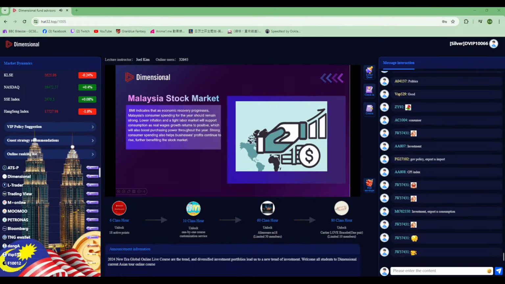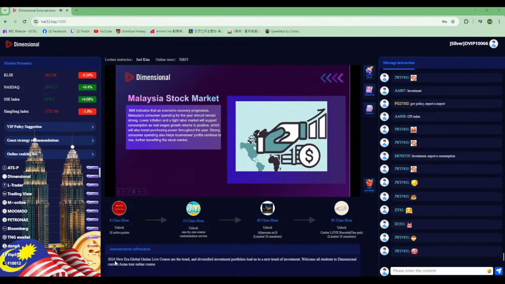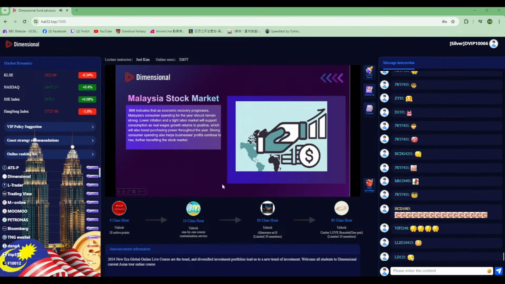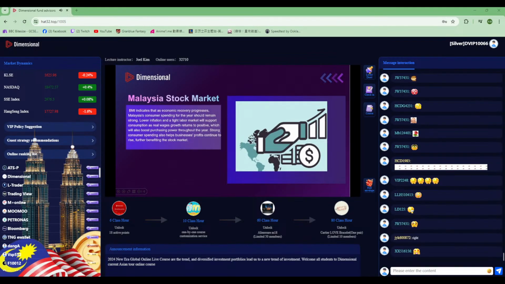So according to BMI data, Malaysia consumer spending should remain strong throughout the year. So with the support from these three factors, Malaysia economic development will further improve, right? So this is also why Dimensional uses Malaysia as a pivot to lay out the investment market in the Asia Pacific region. All right. Now, after explaining the fundamentals, next we will analyze today's market trends together.